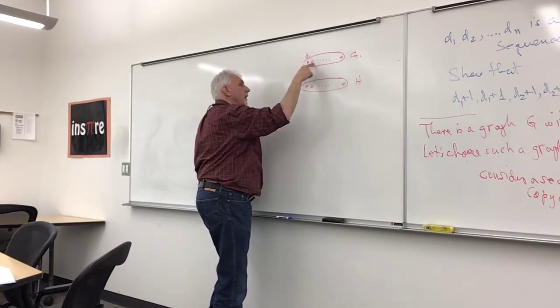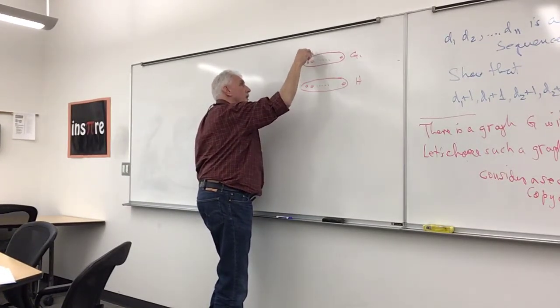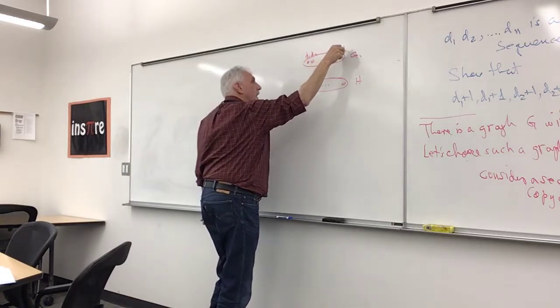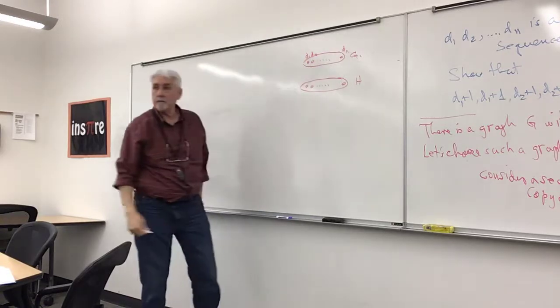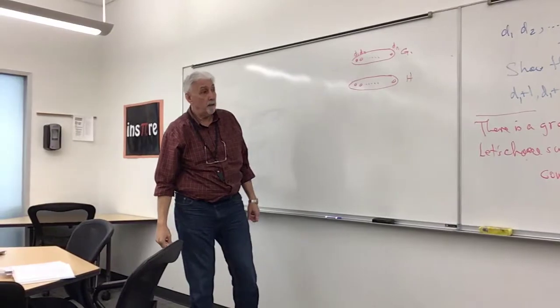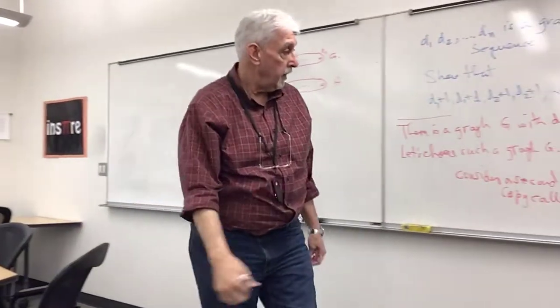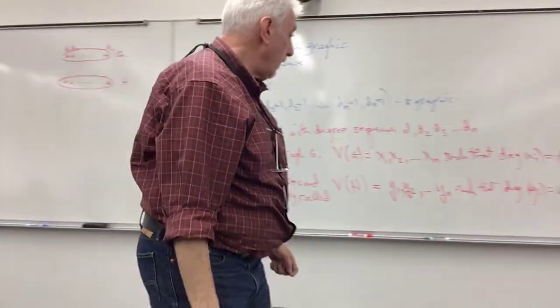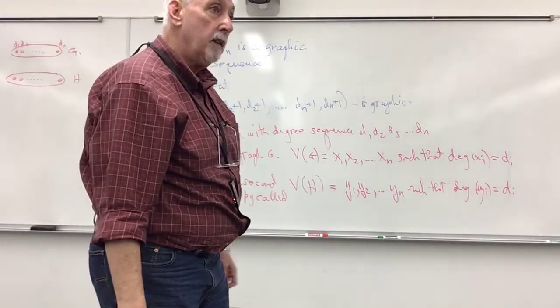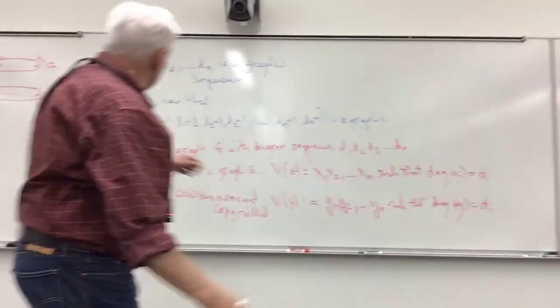And the degree of x2? D2, and the degree of xn is dn. I have a question. Over here where you have the degree of xi equals di and the degree of yi equals di, is it okay that they both have the same? Of course. Right? I mean, think about it.